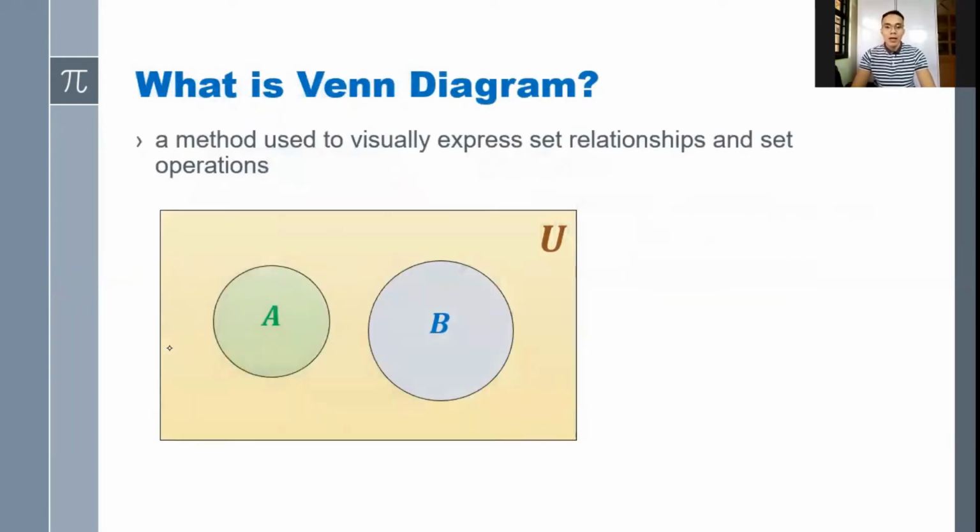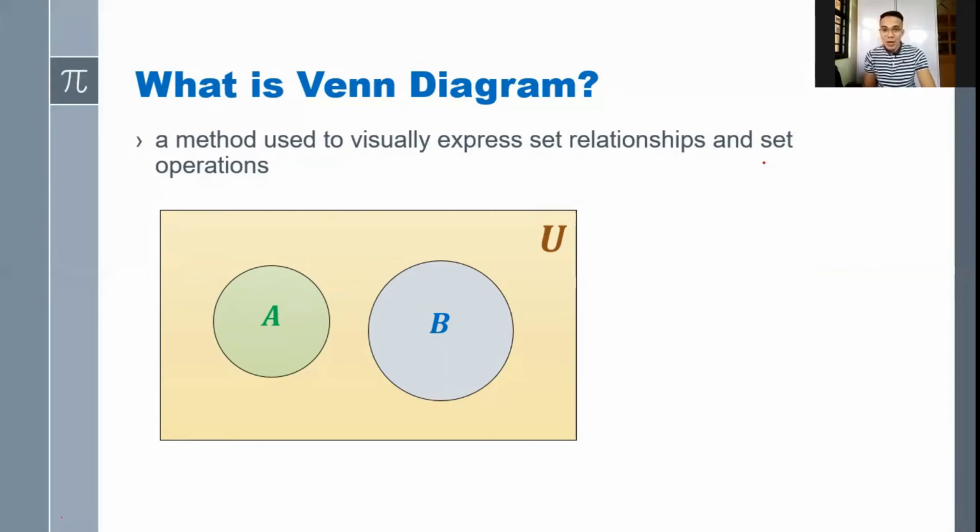So what is a Venn diagram? It is a method used to visually express set relationships and set operations. This is how a Venn diagram looks like. We have a rectangle here. The rectangle represents the universal set, and we have two circles inside the rectangle. These two circles are the subsets of the universal set. As stated here, a Venn diagram is used to visually express set relationships, which have been discussed already before, and set operations.